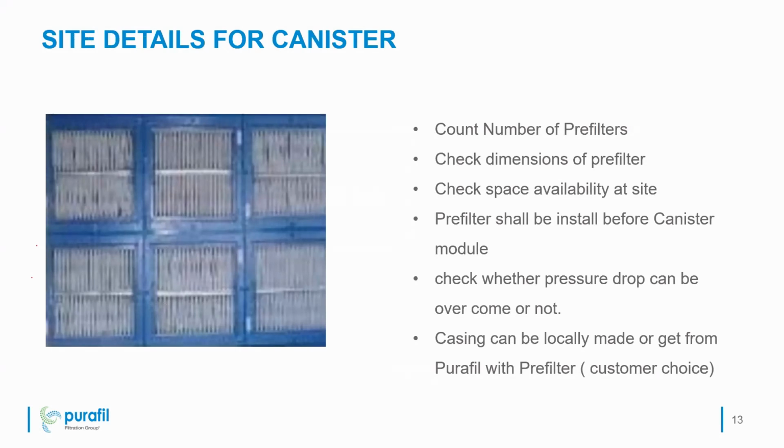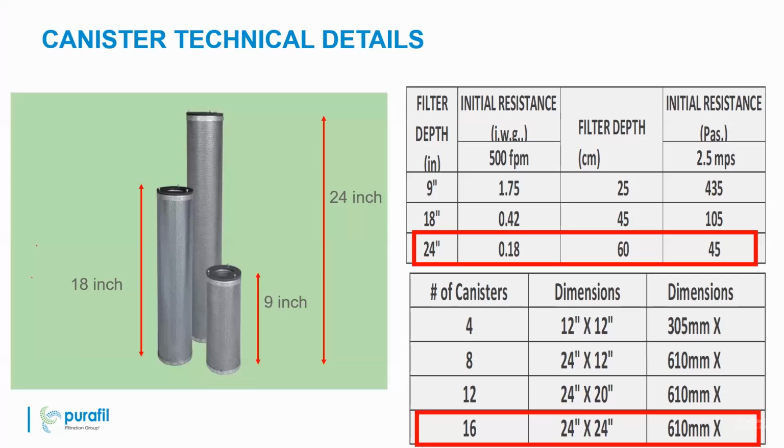So again, you have to calculate how many pre-filters are there. Accordingly, you can choose the frame of the canisters and the number of canisters. And looking at the availability of pressure drop, you can choose the length of the canister, 9-inch, 18-inch, looking to the application. I mean to say where the location is. If it is in Noida, then I would suggest going with 24-inch. It can hold more chemical.